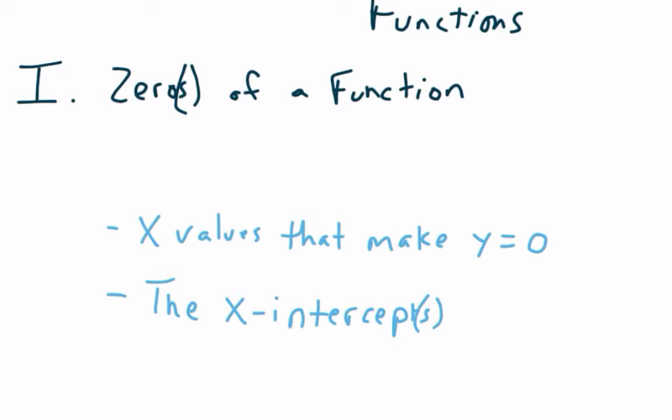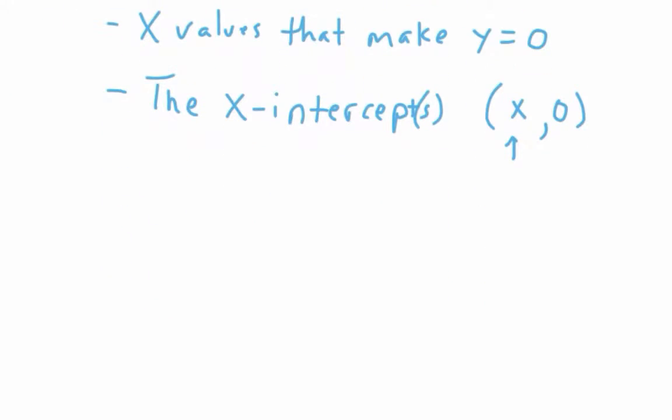And again, you could put the s in parentheses, one or more places where it crosses. If you're talking about a point, since y is always 0, it's going to be some x value and then 0. So it could be 5, 0, it could be 7, 0, it could be 8, 0. But really that number there is what we're looking for. What's the x value that makes y 0? Good? Okay.